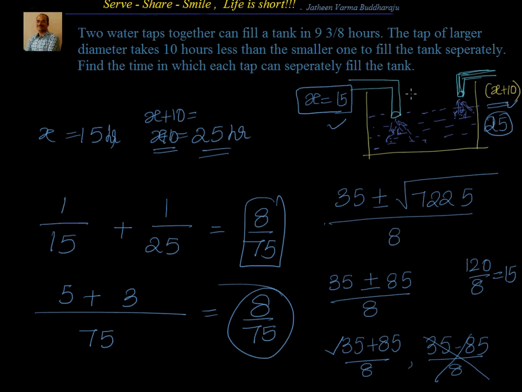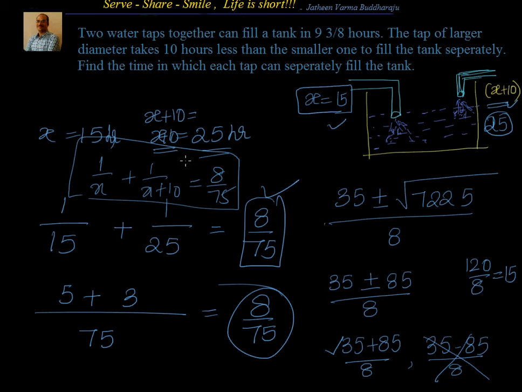We know that together they can fill the tank in 9 3 by 8 hours. That means together in 1 hour they can fill 8 by 75th part of the tank. That is equal to 1 by x plus 1 by x plus 10 equal to 8 by 75. So solving that, we got x equal to 15 hours. Therefore the larger diameter tap will take 15 hours and the smaller one will take 25 hours to fill the tank separately.